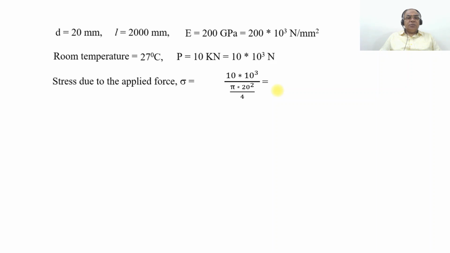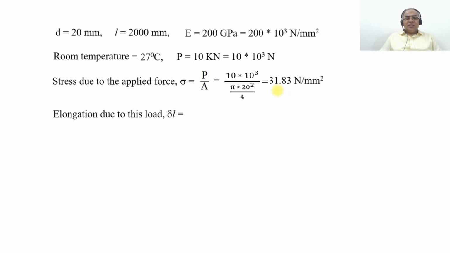So what is the stress due to applied force? That is sigma is equal to P by A, which is equal to 10 into 10 to the power of 3 divided by pi into 20 square by 4. That is the area of cross section. So that will be equal to 31.83 Newton per mm square.